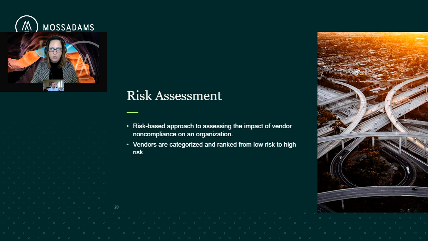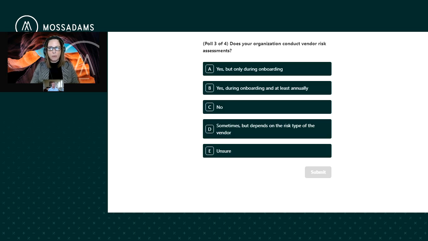That will bring us to our third of 4 polling questions. Our question here is, does your organization conduct a vendor risk assessment? A, yes, but only during onboarding, which I see is pretty common. B, yes, during onboarding and at least annually. C, no. D, sometimes, but it depends on the type of risk of the vendor. Or E, unsure.